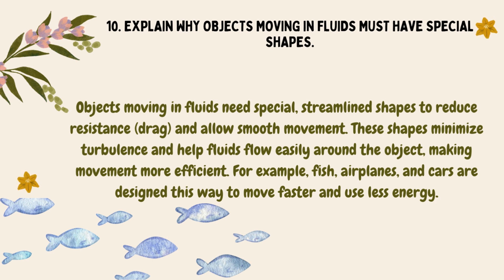10. Explain why objects moving in fluids must have special shapes. Objects moving in fluids need special, streamlined shapes to reduce resistance, drag, and allow smooth movement. These shapes minimize turbulence and help fluids flow easily around the object, making movement more efficient. For example, fish, airplanes, and cars are designed this way to move faster and use less energy.